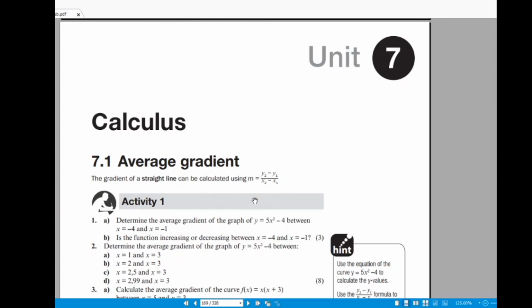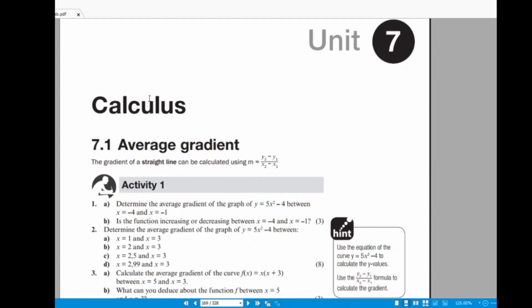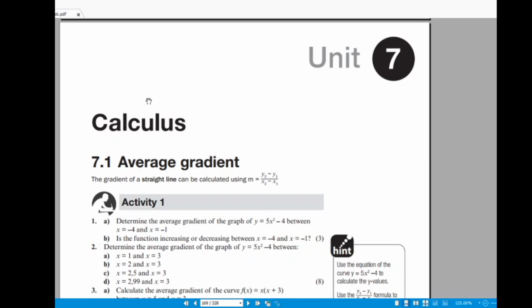Hello everyone. In this video we will look at the introduction to calculus, and then later we will move on to cubic functions. As an introduction, I want us to go through the notes of calculus and then do some examples as we go. In this way, I will just go through the notes.